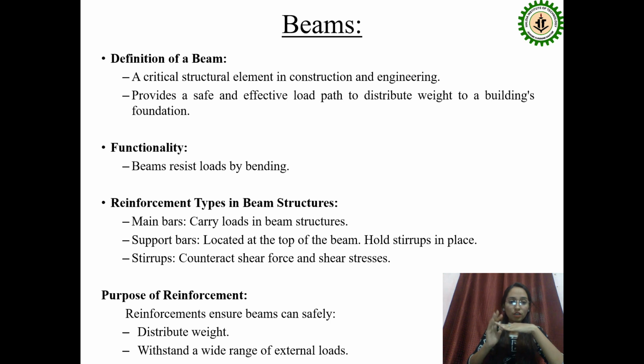Okay. So a beam's reinforcement consists of main bars, which are the load carrying part of the beam in the tension zone, and support bars located at the top of the beam to hold the stirrups. What are stirrups? Stirrups are provided to counteract shear forces and shear stresses. Okay. The purpose of reinforcement we have already discussed, that is to ensure safety, distribute weight and withstand a wide range of external loads.